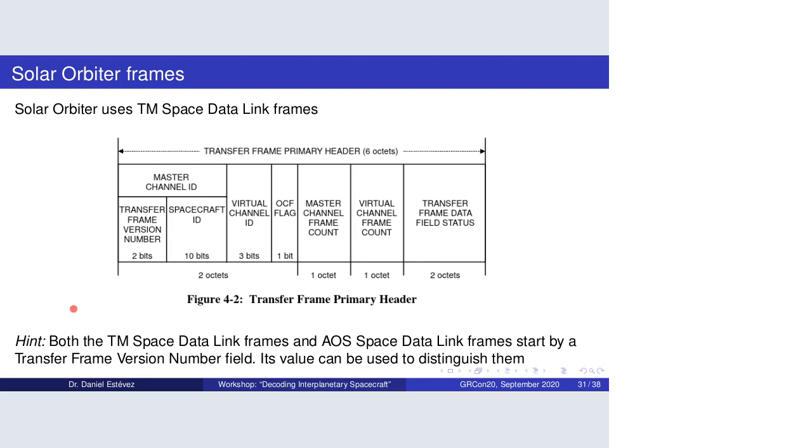And there is a trick to distinguish between TM space data link and AOS space data link, which is that this first field is the same for both. The structure for the remaining fields is different, but this is the same for both. And the value will be different. I think a value 00 marks TM here, and 01 marks AOS. So that's a small hint for you.